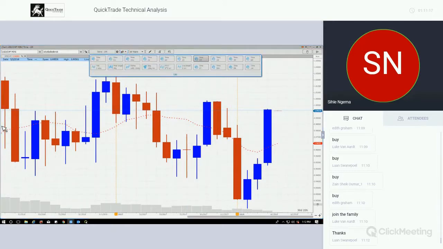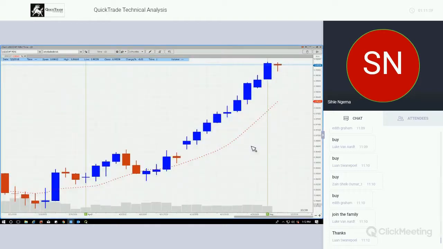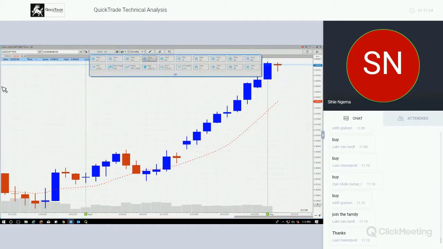Like right now, let's go check our daily. The daily on the US dollar Swiss franc is saying buy. Let's check what the hourly is saying, the hourly time frame.